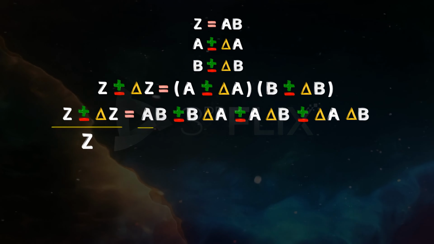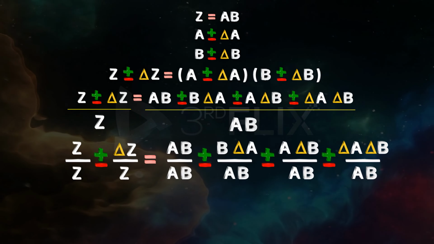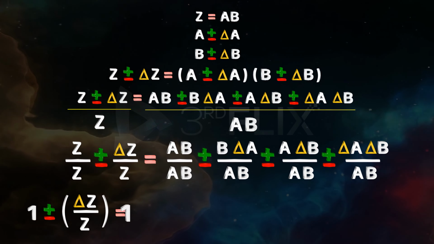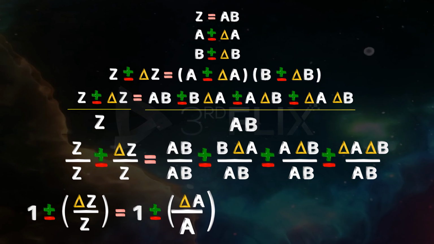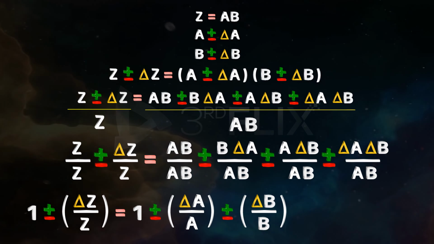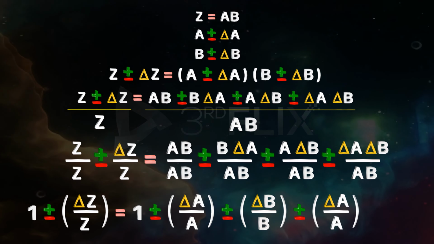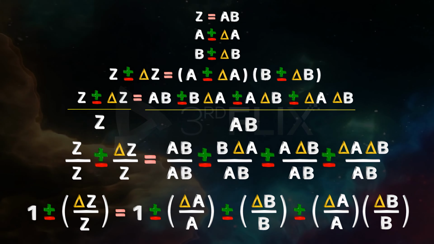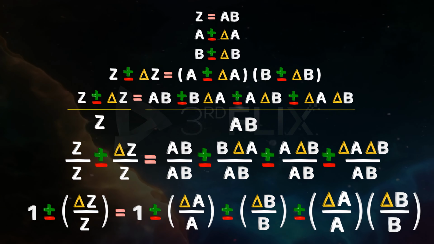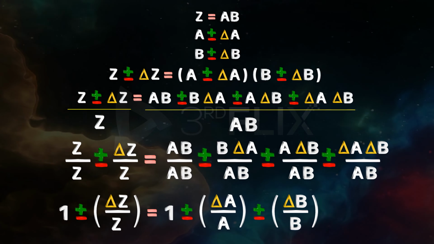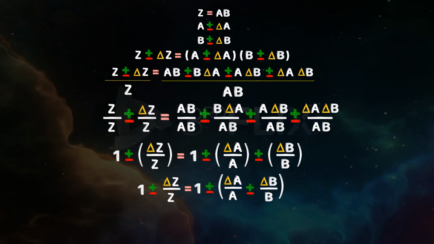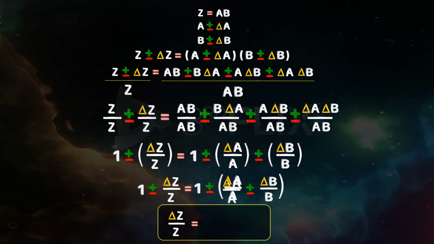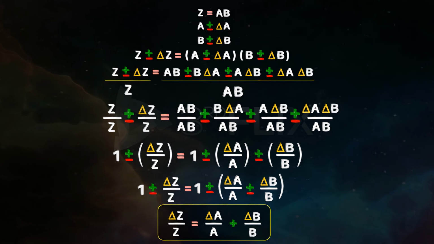Dividing LHS by Z and RHS by AB, we have 1 plus or minus delta Z by Z is equal to 1 plus or minus delta A by A plus or minus delta B by B plus or minus delta A by A into delta B by B. Since delta A and delta B are small, we shall ignore their product. Hence the maximum relative error delta Z by Z is delta A by A plus delta B by B.